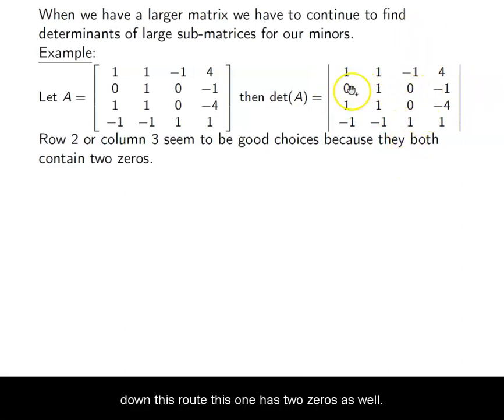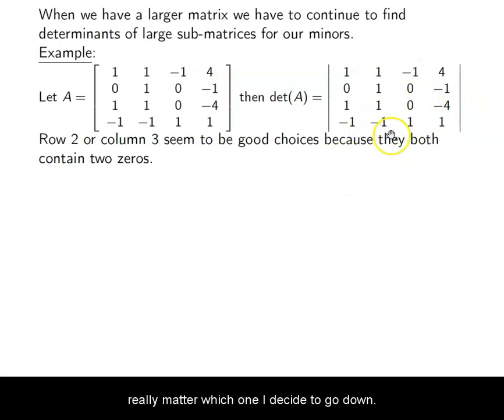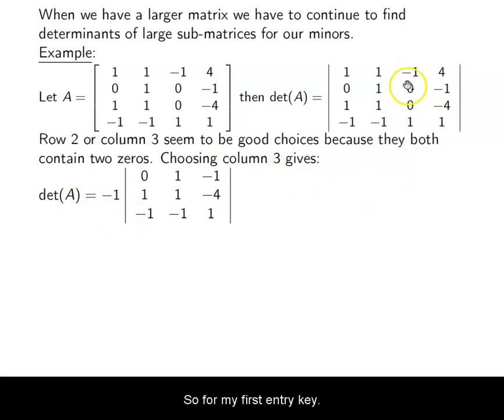So this has 2 zeros going down this row. This one has 2 zeros as well. They both have a 1 and a negative 1, so it doesn't really matter which one I decide to go down. Okay, so let's say we go down column 3. So for my first entry here, so plus minus plus, so I have a negative 1.